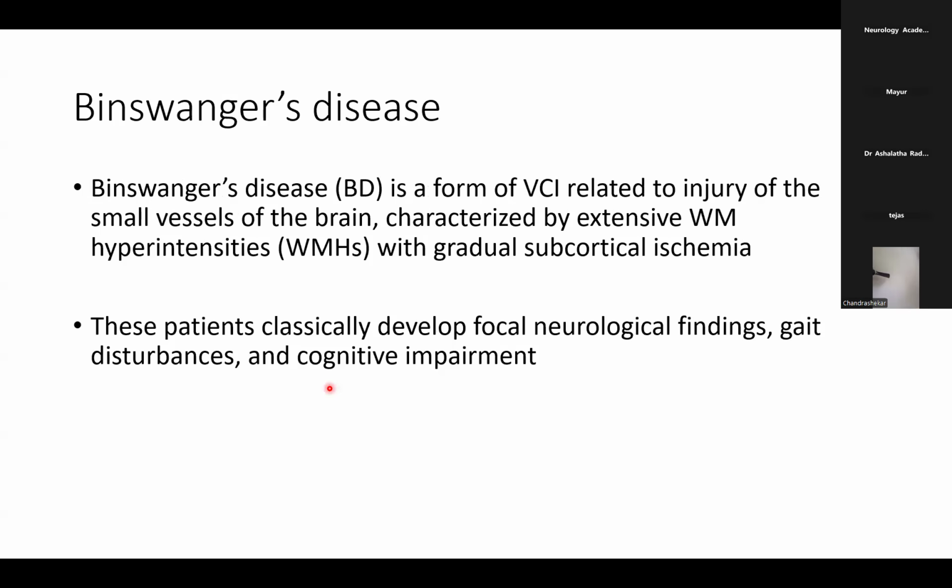Coming to one more entity, Binswanger disease, it is a form of vascular cognitive impairment related to the injury of the small vessels of the brain, and it is characterized by extensive white matter hyperintensities with gradual subcortical ischemia. These patients classically develop focal neurological findings, gait disturbances, and cognitive impairment.